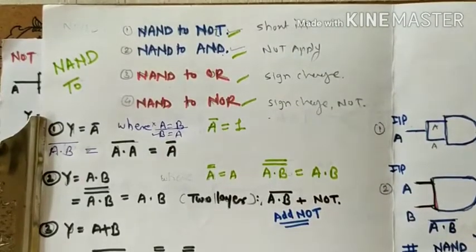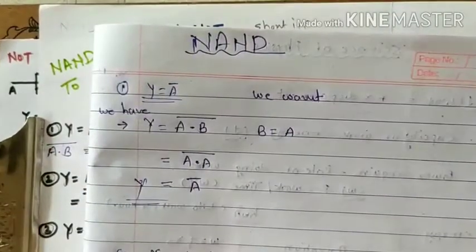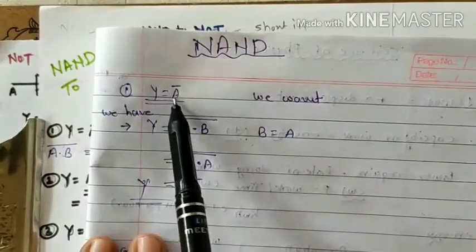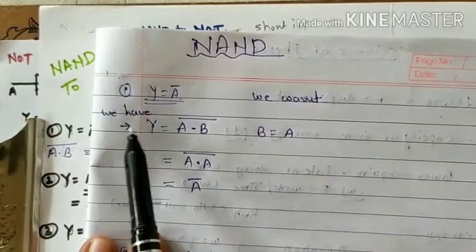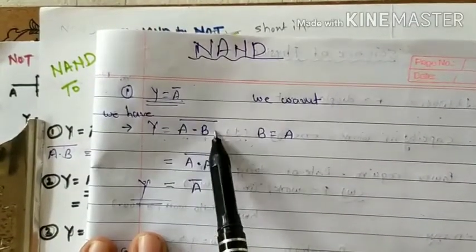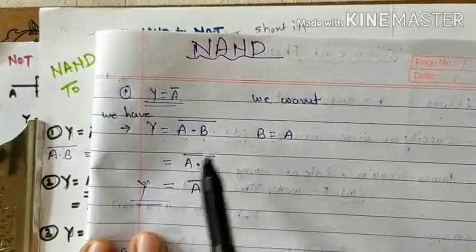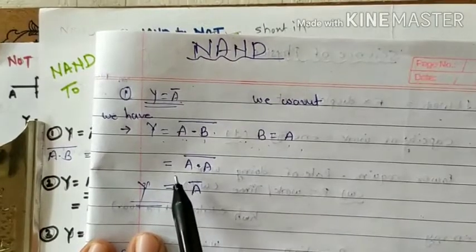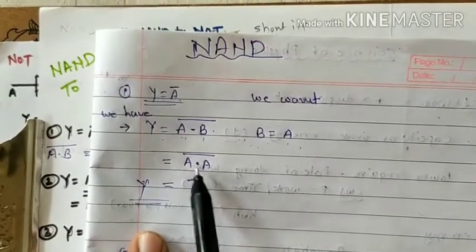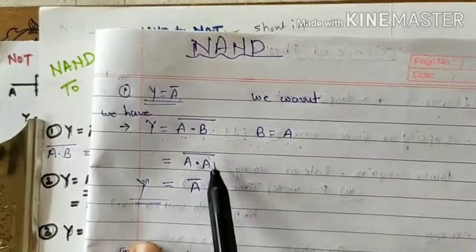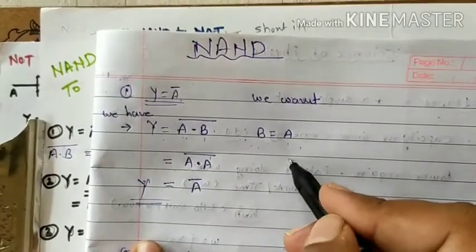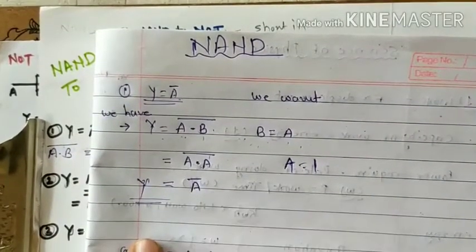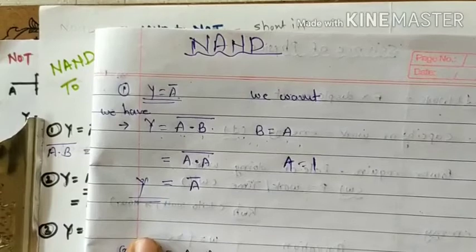Okay. So see, first, number one, we want y is equal to a bar. It is a NOT gate. But what we have is y is equal to a into b bar, which is a NAND gate. So we write b is equal to a. So the equation becomes a into a bar. If we consider a is equal to 1, then y is equal to a bar. Simply, it is very simple.